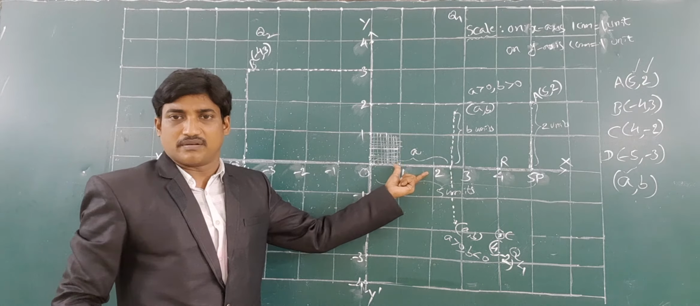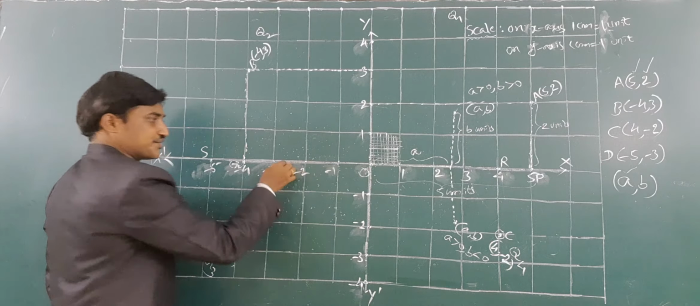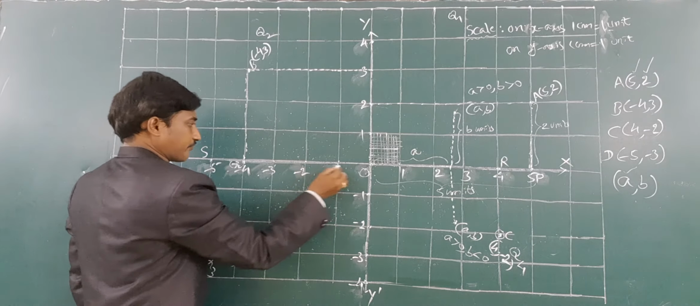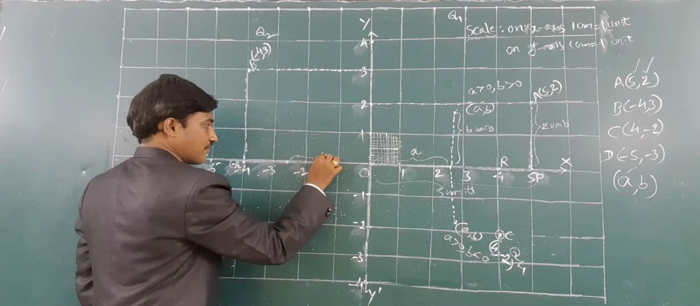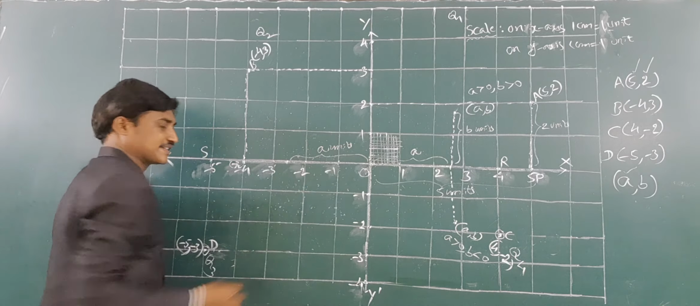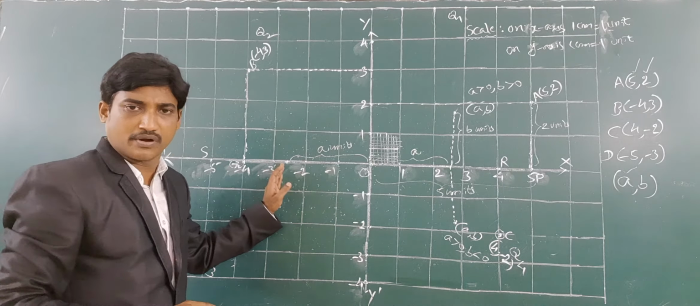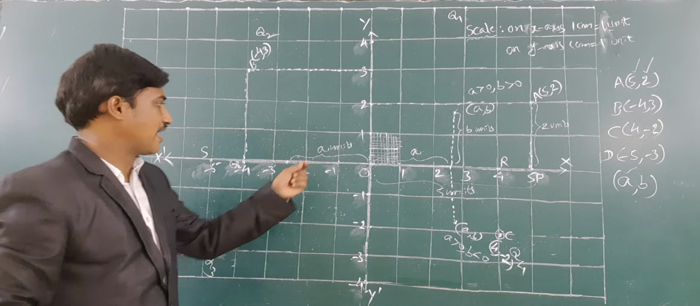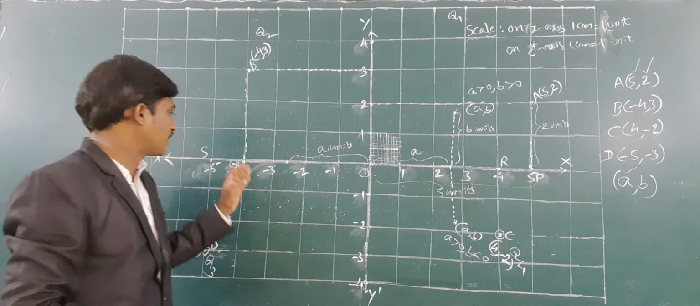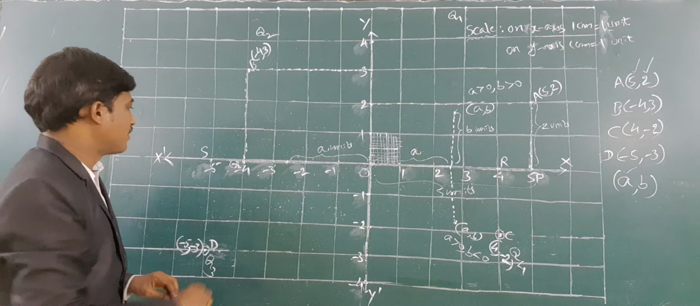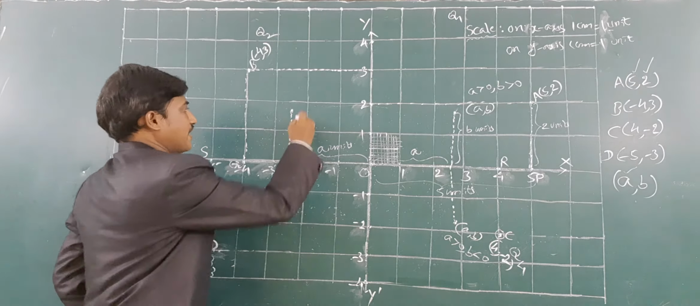If A is negative, then what happens? We need to move A units towards the negative x axis. Then we need to turn vertical. We may get a doubt whether we need to move upward or downward. Here A is negative, so we move along the negative x axis. If B is also negative, then we need to move downward. If B is positive, move upward. The destination point represents (A, B).